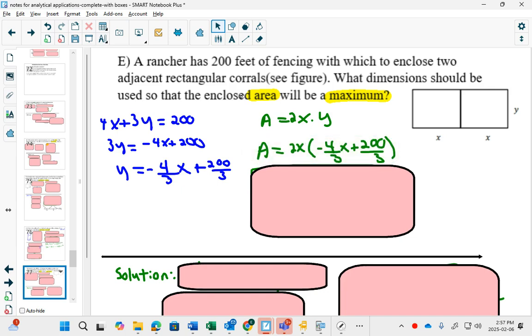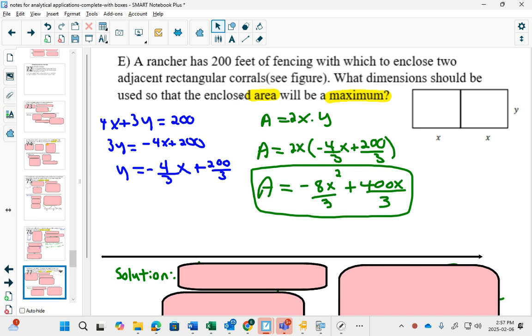Oh, my grade 11s would be mad at me if I gave them this, too many fractions. Then if you distribute the 2x, you get negative 8/3 x squared plus 400x over 3. And if this was in grade 11, you would have to use your skills at completing the square with all of those fractions. Ugh.